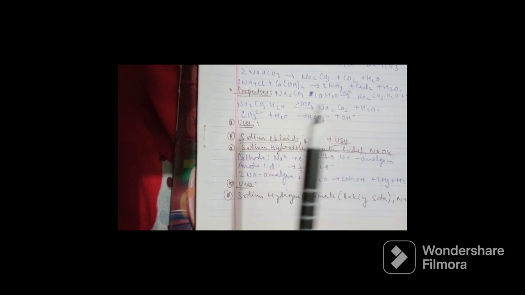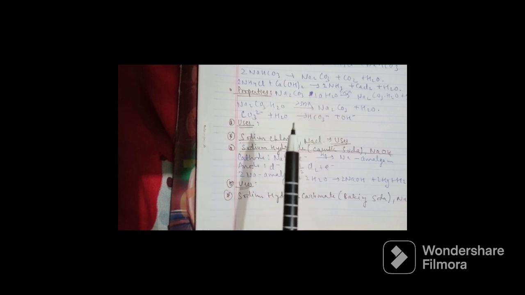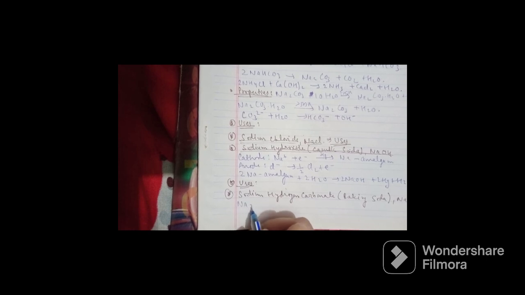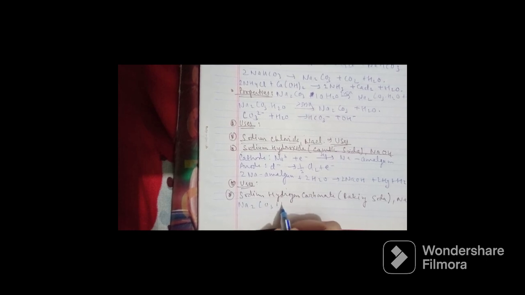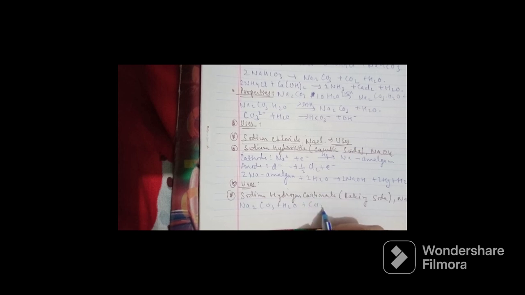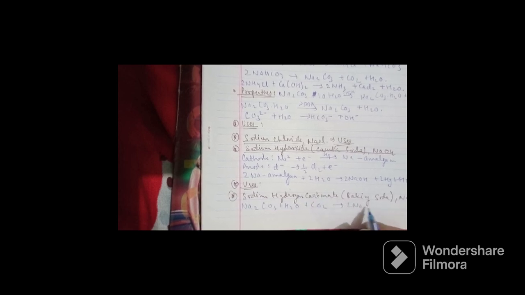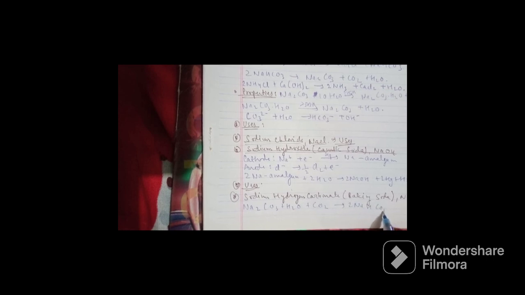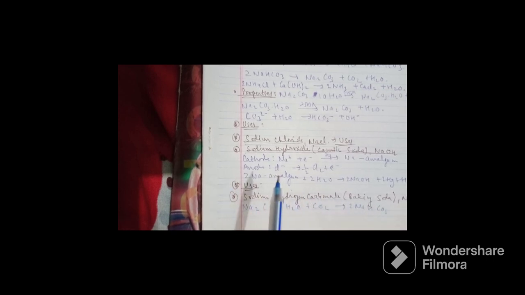Sodium hydrogen carbonate is made by saturating a solution of sodium carbonate with carbon dioxide, and the white crystalline powder of sodium hydrogen carbonate, being less soluble, gets separated out. The equation is Na2CO3 plus H2O plus CO2 gives 2NaHCO3. Sodium hydrogen carbonate is a mild antiseptic for skin infection. It is used in fire extinguishers as well.